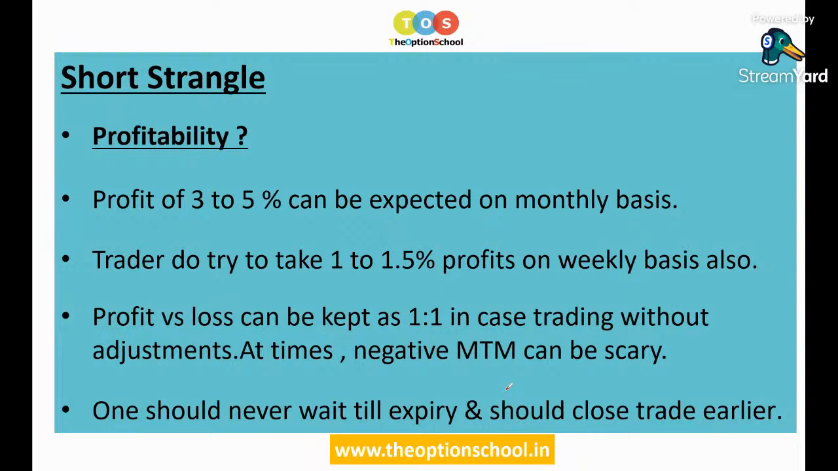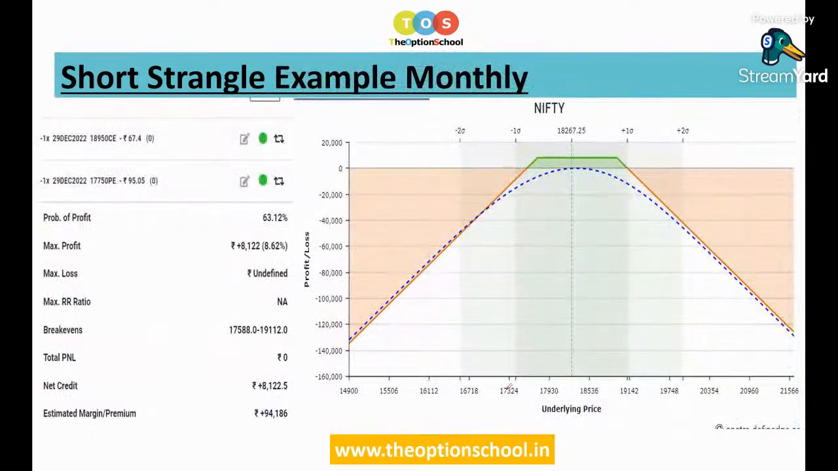On a longer term basis, let us say you're trading on a monthly strategy, then even if there is a negative m2m on a short term basis, over a period of time, if the market remains within that range, this can be a highly profitable strategy also, because decay is pretty fast in short strangle compared to short straddle, right? So let me give you an example. In this example, I have taken a monthly trade.